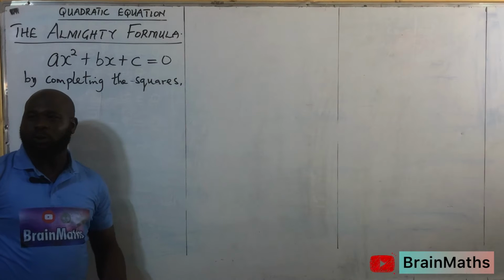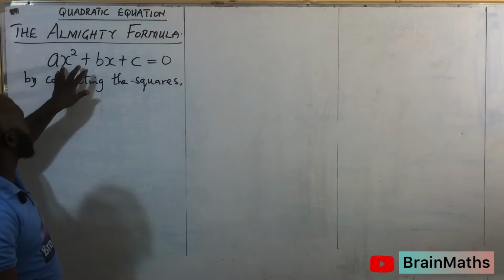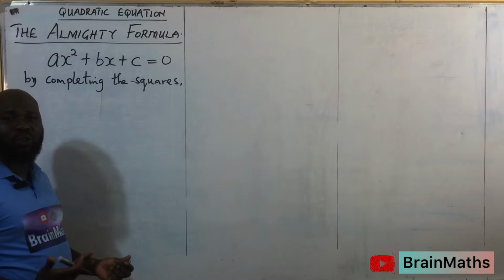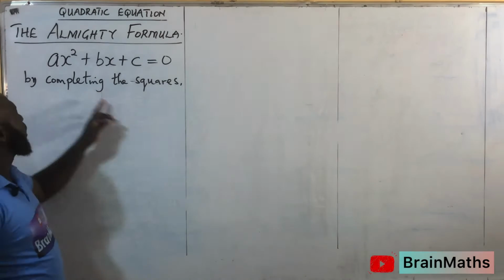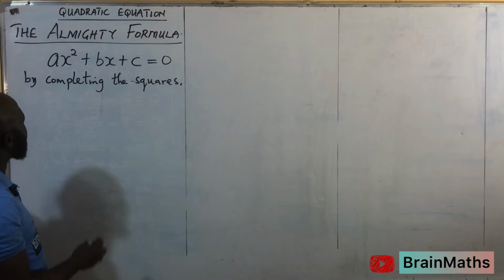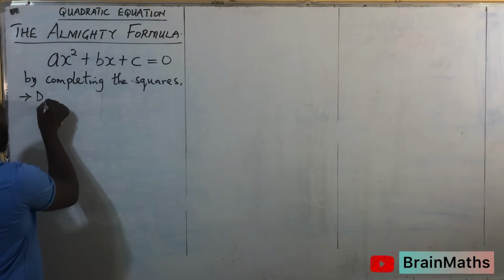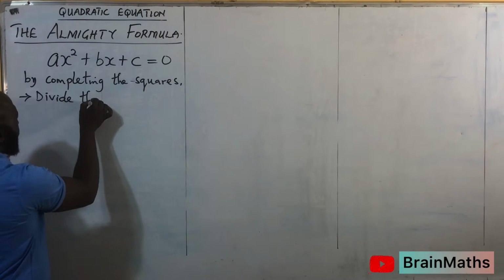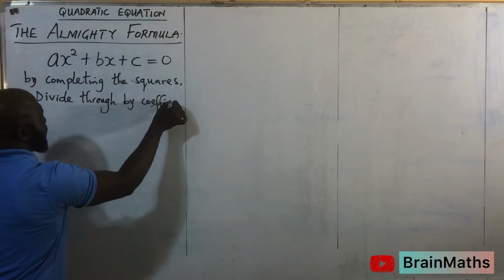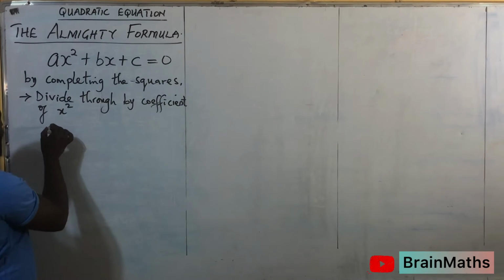you don't forget what we have done in our previous lesson on the completing the square method. The first thing you will do when you are presented with any quadratic equation that you are trying to solve using the completing the square method is to divide through by the coefficient of x squared. And the coefficient of x squared in this is a. So we are going to be dividing through. That's our step 1: divide through by the coefficient of x squared, and that is talking about a.